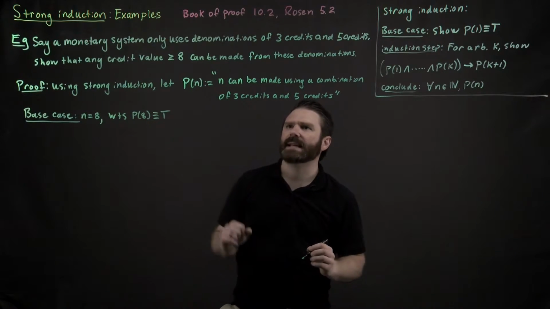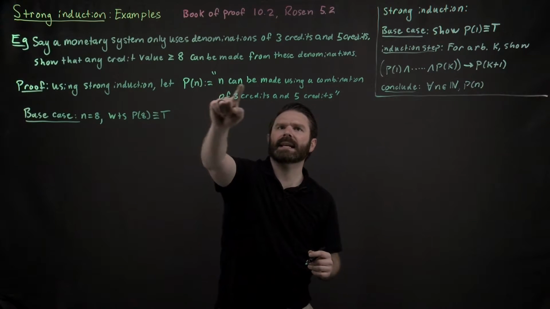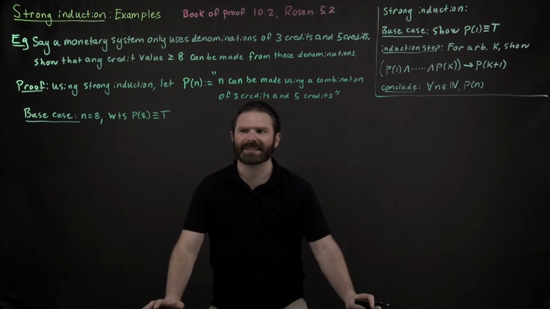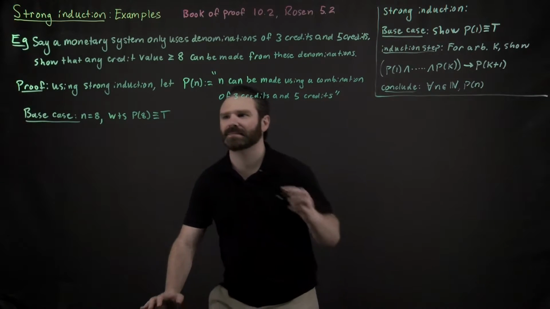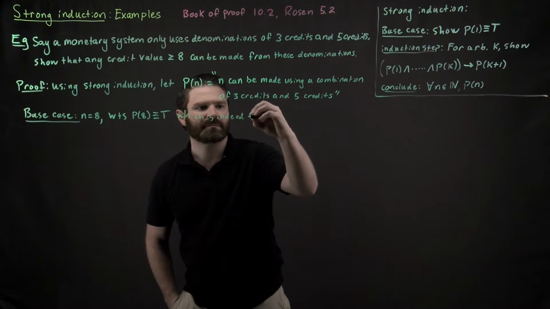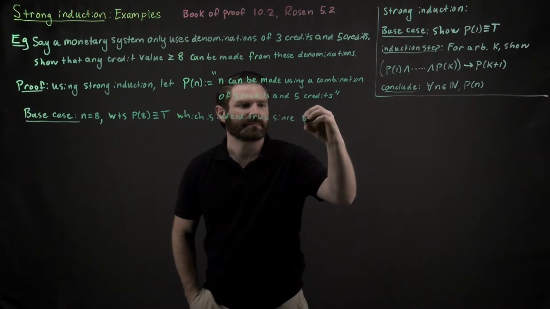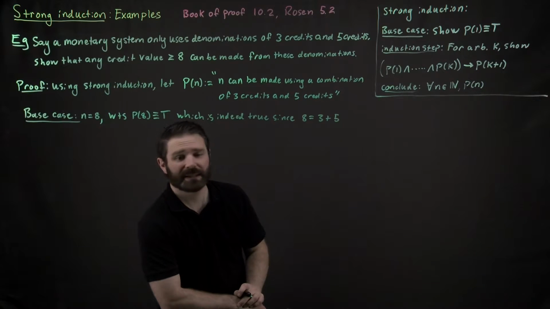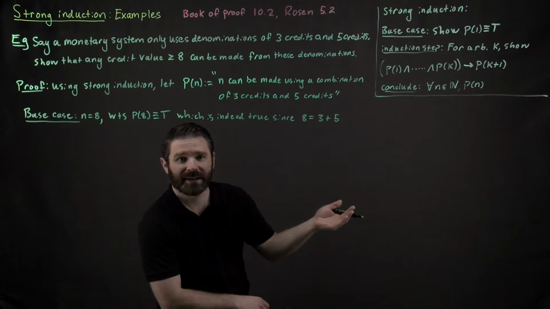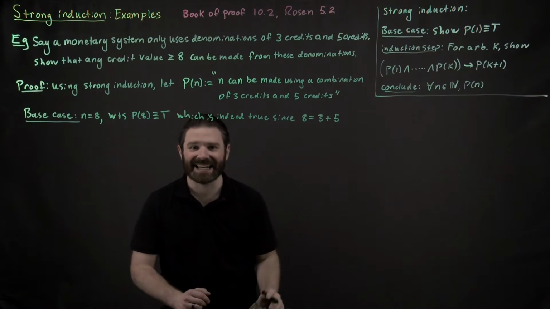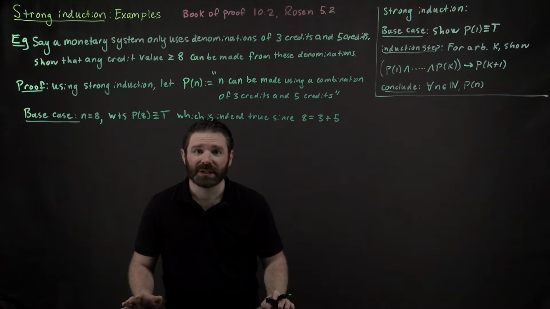Well, what is p of 8 saying? That's saying 8 can be made using a combination of 3 credits and 5 credits. Well, that's pretty simple because 8 just equals 5 plus 3, right? So I can make up this credit value pretty easily. I just take one of my 3 credit denominations, one of my 5 credit denominations, combine them together, and I get 8. So my base case is pretty simple to prove.